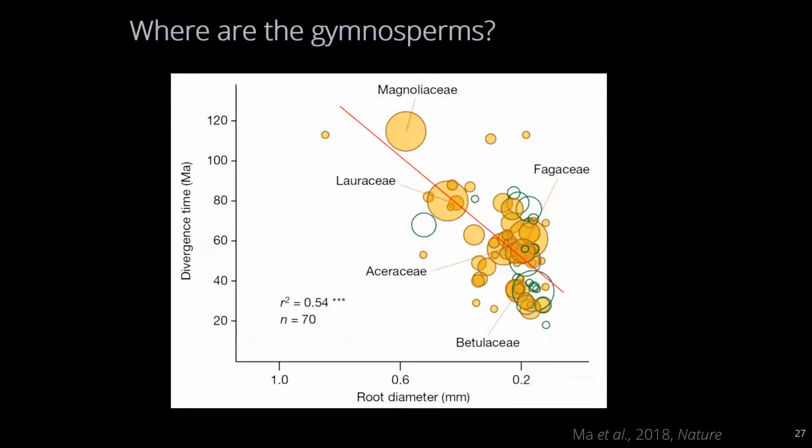But in this figure, all the families that are called out are angiosperms, broad-leaved angiosperms. None of them are gymnosperms, because even though gymnosperms were in the broader analysis by Ma Ziqing, they were removed from this evolutionary analysis, and they were, generally speaking, weakly represented in the whole analysis.